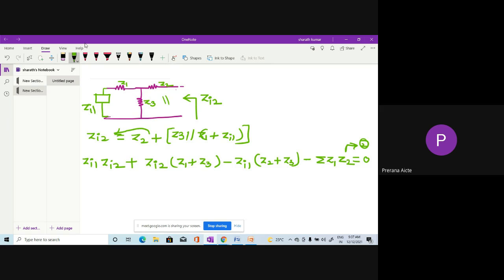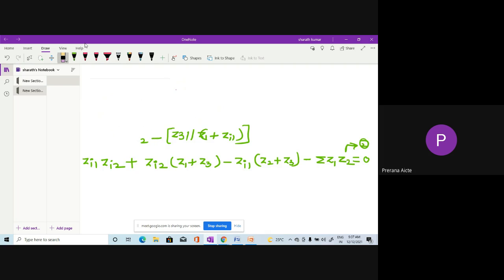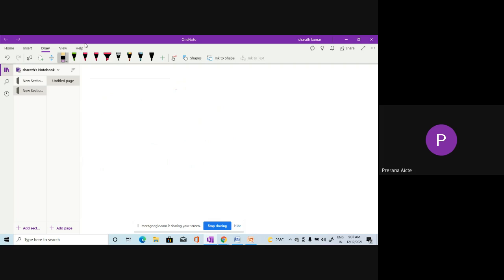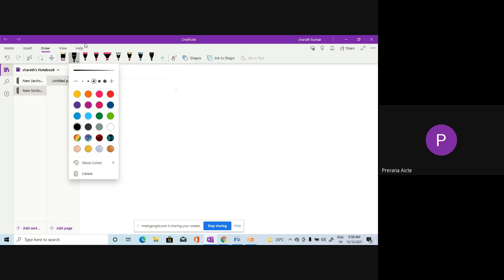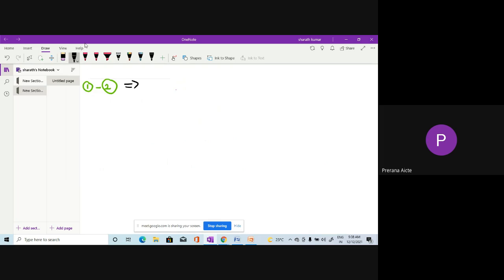We have equation 1 and equation 2. By using these two equations, we are going to get our result. So let's look. I hope you have the two equations. From the two equations, if you go for 1 minus 2, then you can do some subtractions.